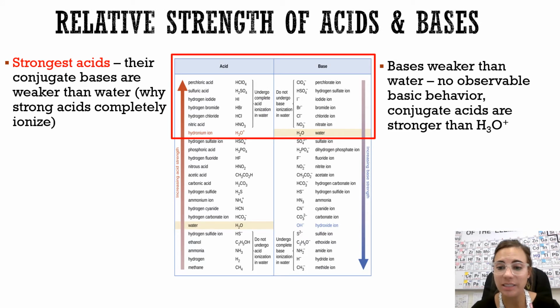So we can kind of see this depicted here. On the left-hand side, we see acids with the strongest at the top. And on the right-hand side, we see bases with the strongest at the bottom. They're listed with their conjugate pair. So in this top left-hand corner are our strongest acids. Their conjugate base is weaker than water, meaning the conjugate of that strong acid has no basic character whatsoever. So with water, it would just be neutral because the acids are so strong.